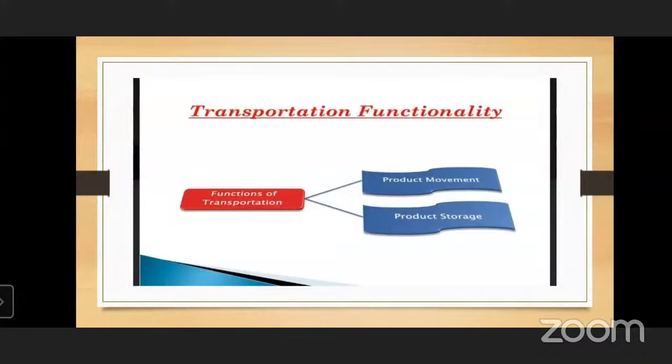It is done because the main important thing is product movement, the things which we carry from one place to another. And second is product storage. We are using vehicles for storage purposes also. For example, daily we are getting milk. The vehicle in which we bring that milk is perfectly designed so that it should not get damaged or spoiled. So the two functions are product movement and storage.